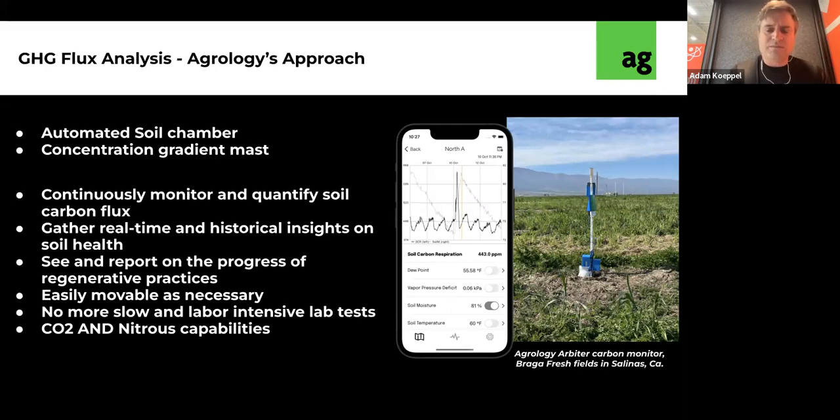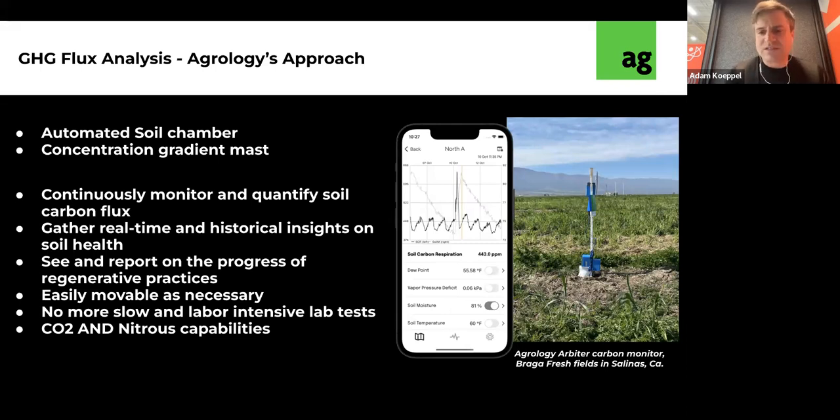And so we combine a soil chamber with a concentration gradient mask that measures CO2 concentration at different heights around the canopy. And this allows this approach to continuously monitor and quantify soil carbon flux, and eventually, we believe, net ecosystem exchange. It's also a great approach for gathering real-time insights on soil health, since we see soil respiration happening continuously. It lets growers see the effectiveness of the regenerative practices very, very quickly.